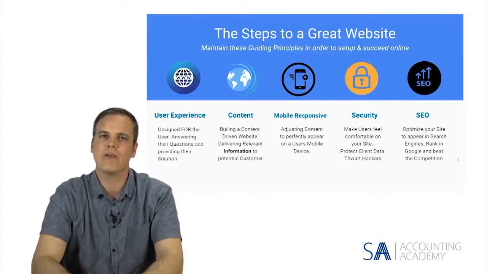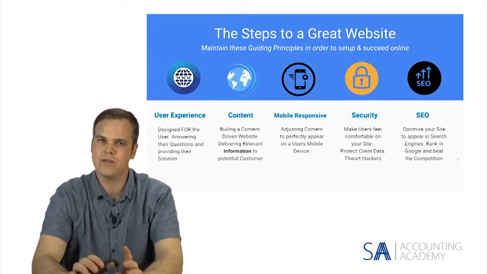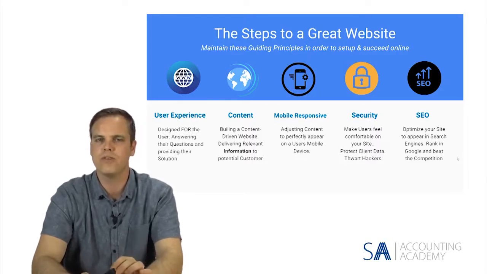There's different steps to a great website. And we're going to focus on these 5 areas. Although there's many more, I think these 5 areas are pivotal to ensuring that you've got a great website set up that sells your services as an accountant practitioner. The first section is user experience. And that's ensuring that your website is designed for the user.